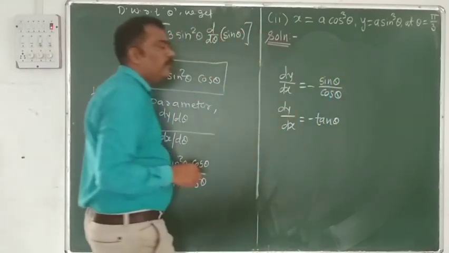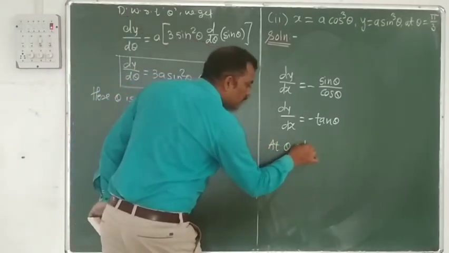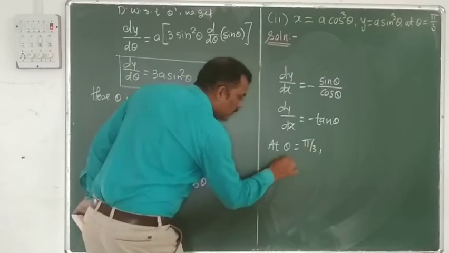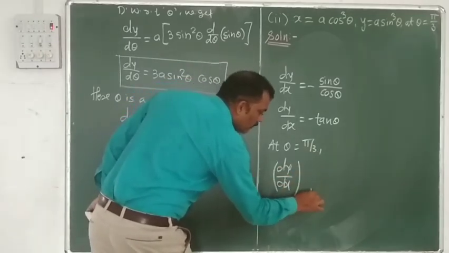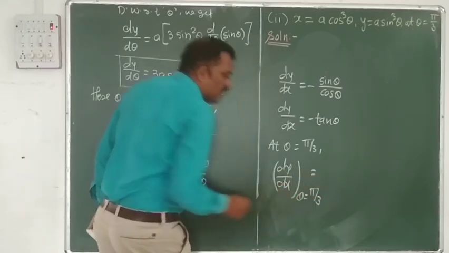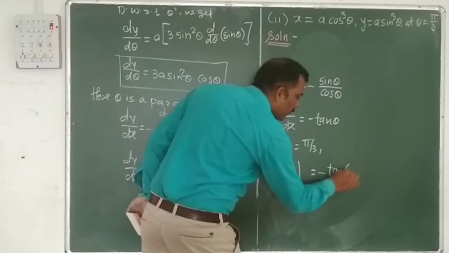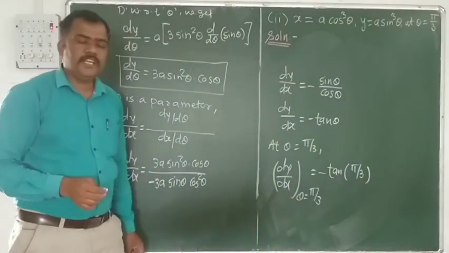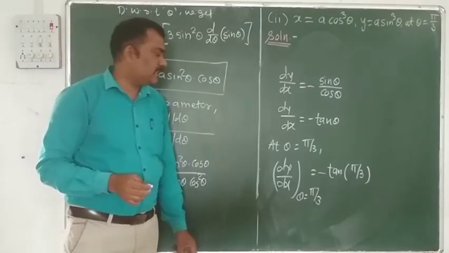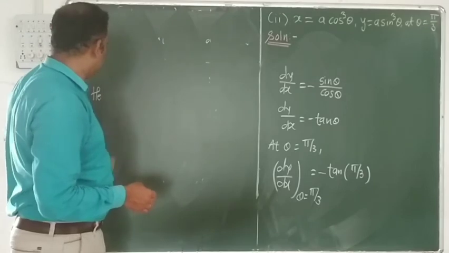We can find the value at theta is equal to pi by 3. dy by dx at theta is equal to pi by 3 is equal to minus tan pi by 3. Pi is 180, and 180 divided by 3 is 60 degrees. Tan 60 degrees. What is the value of tan 60 degrees?